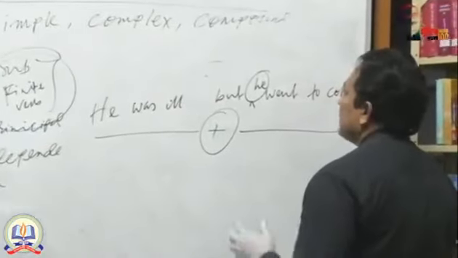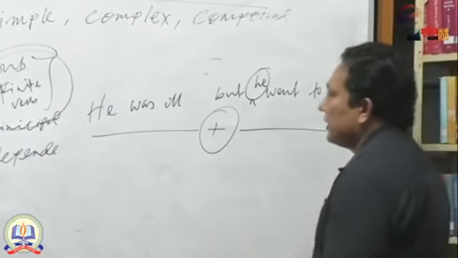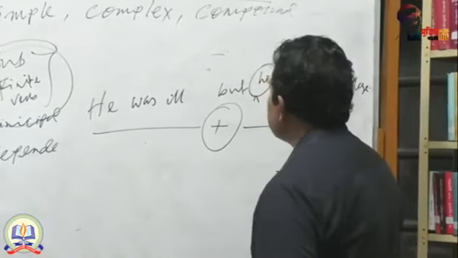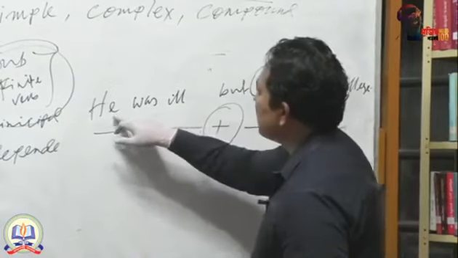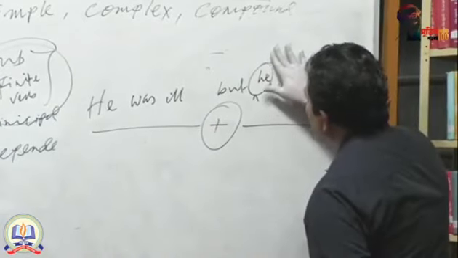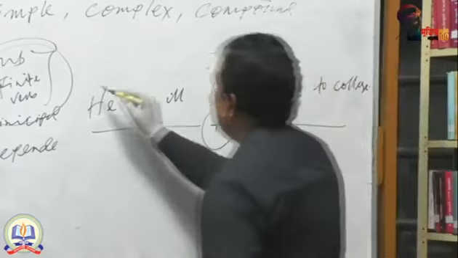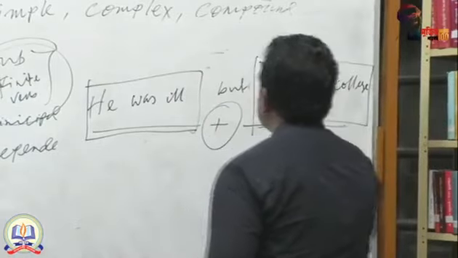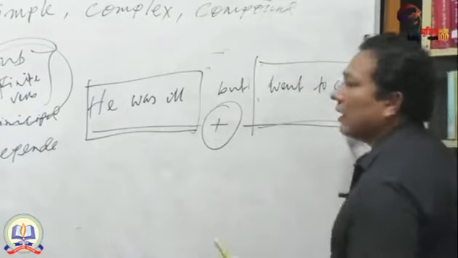Actually, this is a very special characteristic of making a compound sentence. In a compound sentence, you are not allowed to repeat the same subject. So, in a compound sentence, the subject of the first sentence is he, and the subject of the second sentence is he. So you need not write this subject again, but you should think that there is a subject here. So, he was ill. This is a sentence. He went to college. This is a sentence. You know, both these parts are independent.